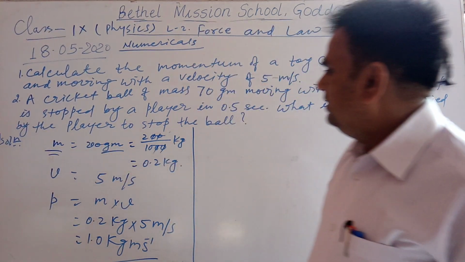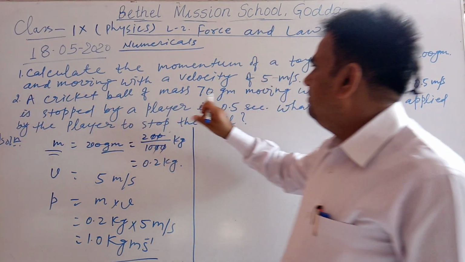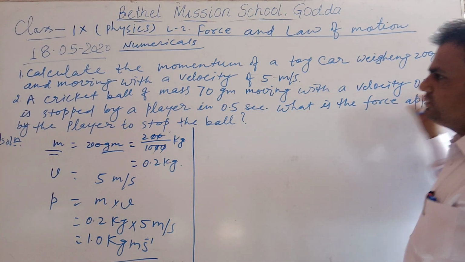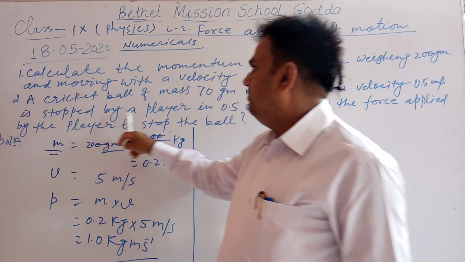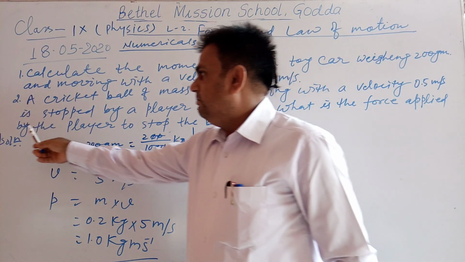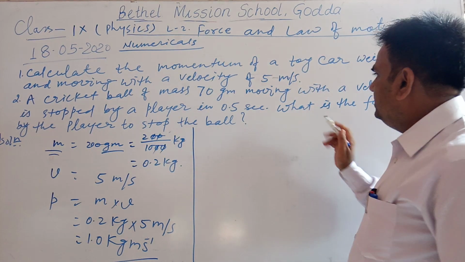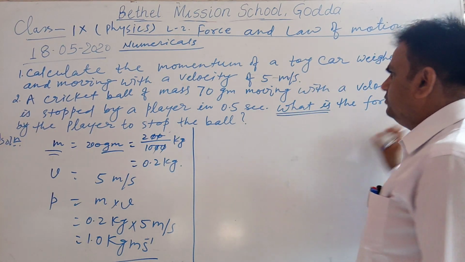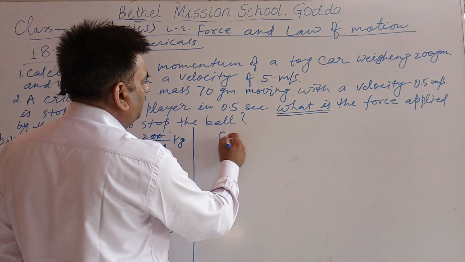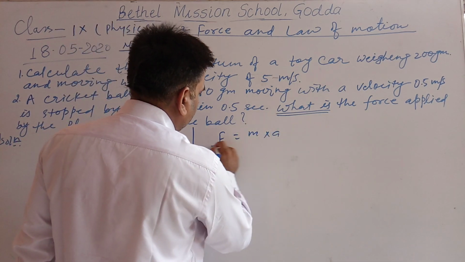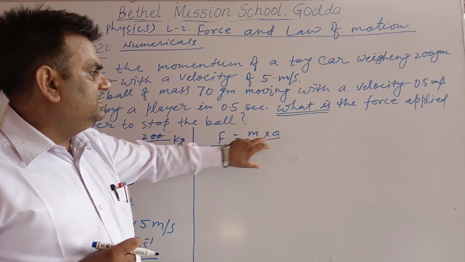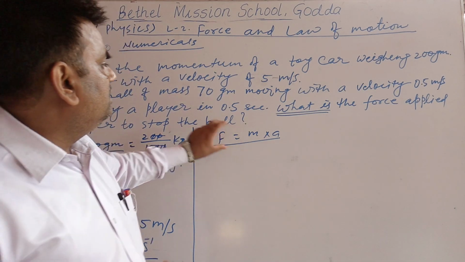The second question is: a cricket ball of mass 70 gram moving with a velocity of 0.5 meter per second is stopped by a player in 0.5 second. What is the force applied by the player to stop the ball? In this question we have to find the force. As we know from Newton's second law of motion, force F equals m into a. First we have to find the acceleration in this question, then we will find the force.